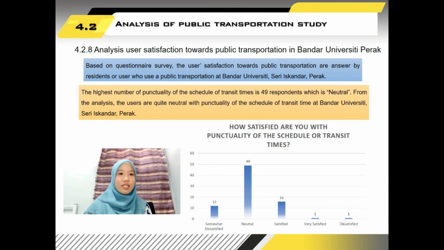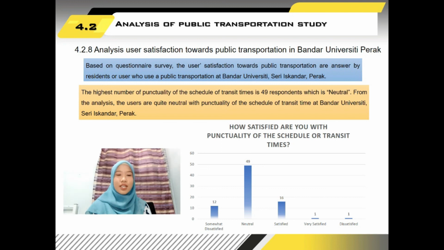As you can see, this is a graph of satisfaction with the punctuality and schedule of transit times. The highest number for punctuality schedule of transit times is 49 respondents, which is neutral. From this analysis, the users are quite neutral with the punctuality schedule of transit time at Bandar University Seri Iskandar Perak.